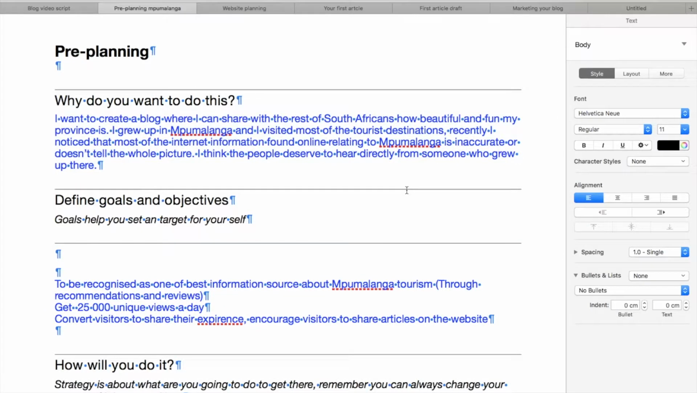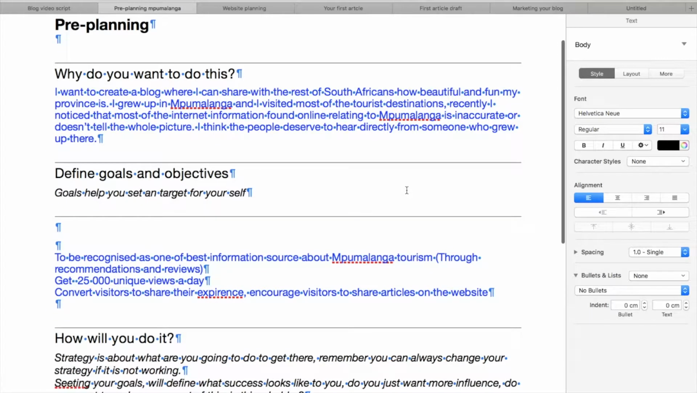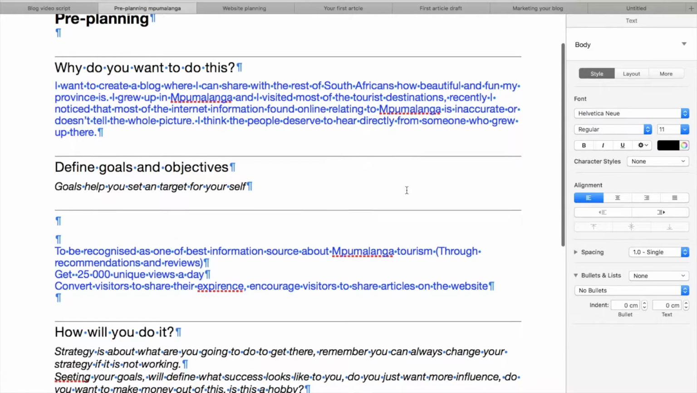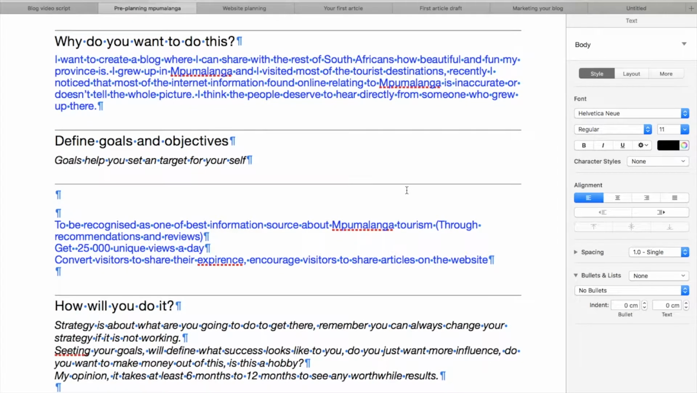So for example, why do I want to start a blog? I want to create a blog where I can share with the rest of South Africans how beautiful and fun my province is. I grew up in Mpumalanga and I visited most of the tourist destinations. Recently, I noticed that most of the information found online relating to Mpumalanga is inaccurate or doesn't tell the whole picture. I think people deserve to hear directly from someone who grew up there.